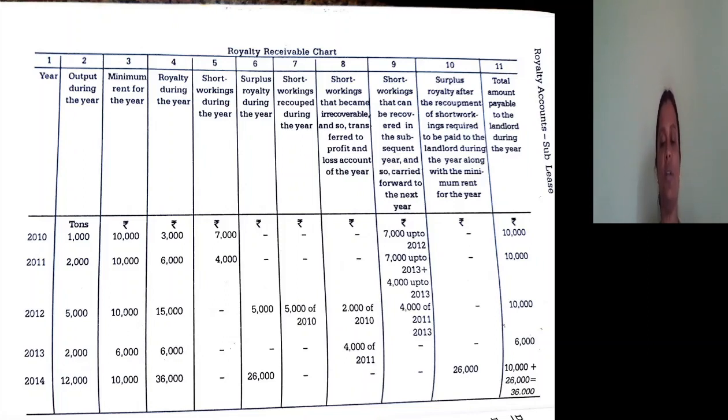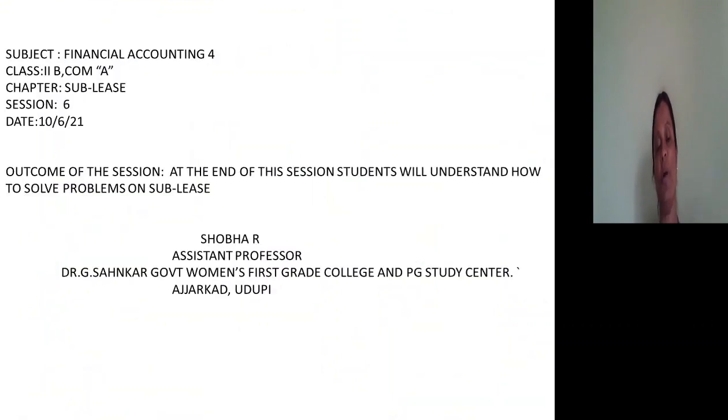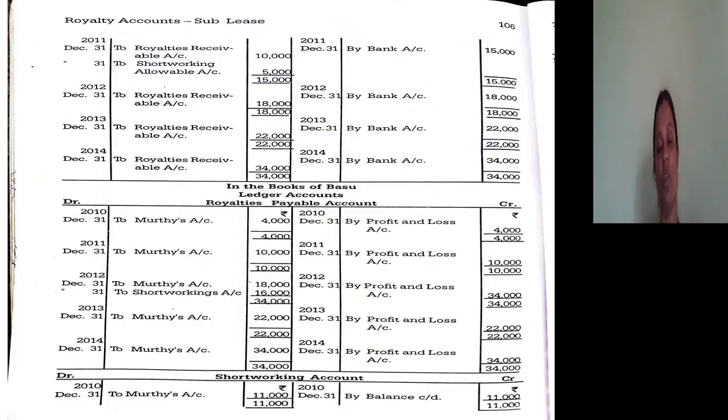So first year there is short working, second year also there is short working. First 2 years situation is the second; third year situation is the fifth, where excess is used to recoup. Fourth and fifth year situation is just like the fifth situation, where there is no recoupment. So being aware of the situation and of what entries need to be passed in those situations, let me prepare accounts in the books of Murthy being lessor.